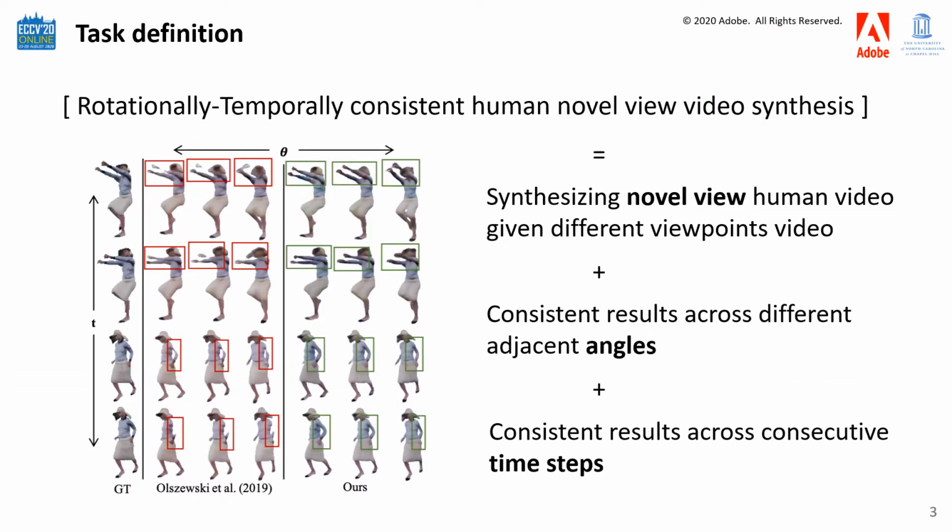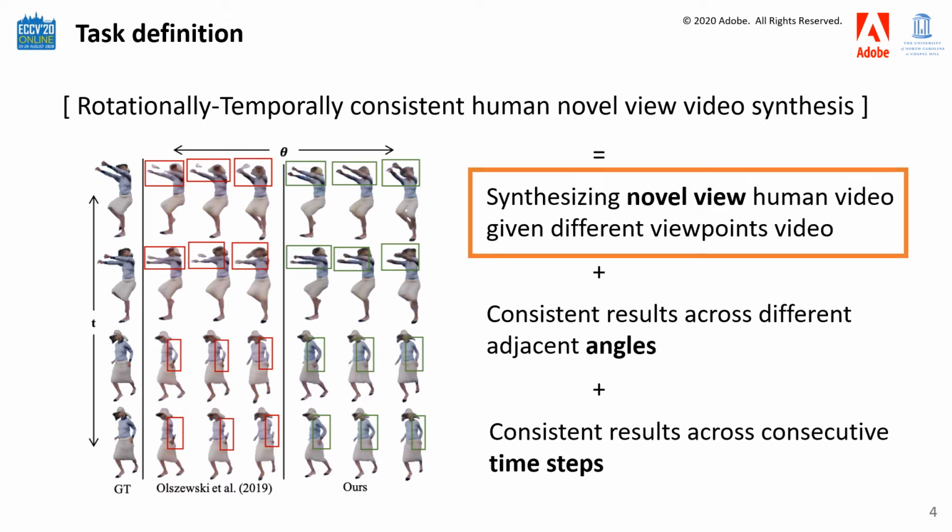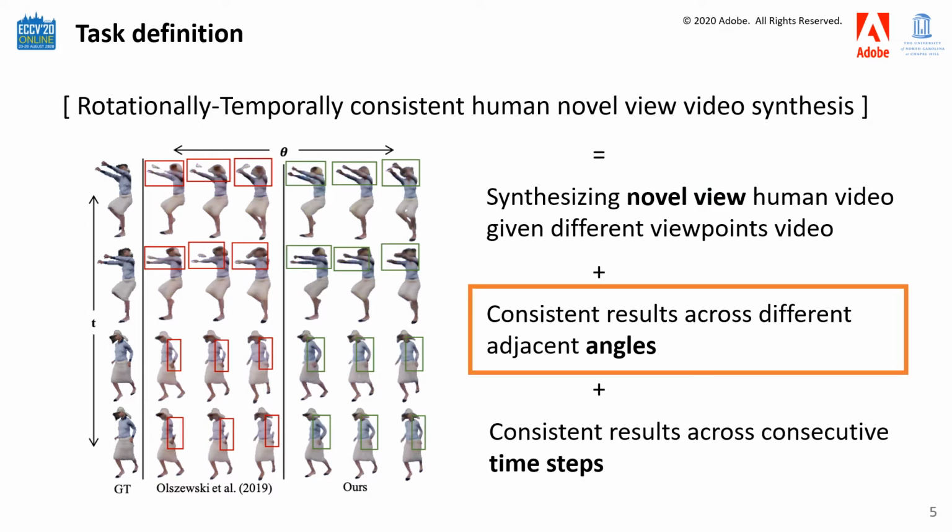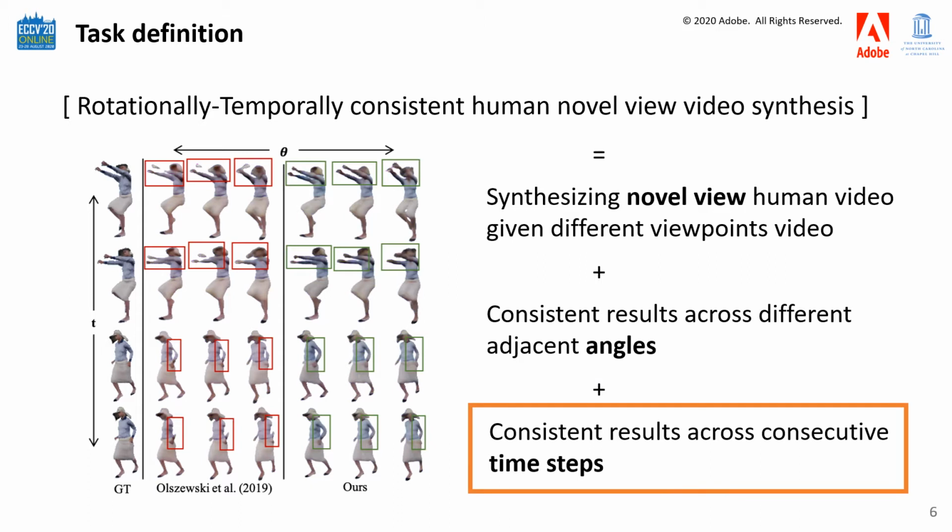In this paper, we are tackling a new task of synthesizing an overview video of a human subject that is rotationally and temporally consistent. This task consists of the following three subtasks. First, synthesizing an overview human video given videos taken from different viewpoints. Second, the synthesized video should be consistent across different adjacent angles. Third, the synthesized video should be consistent across consecutive time steps.